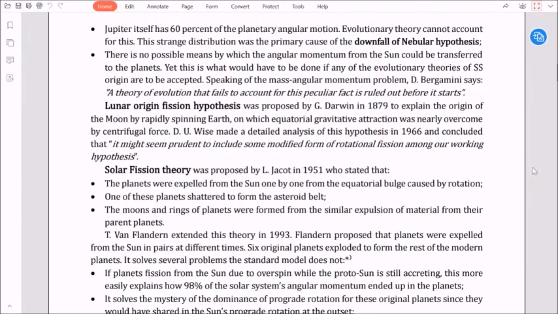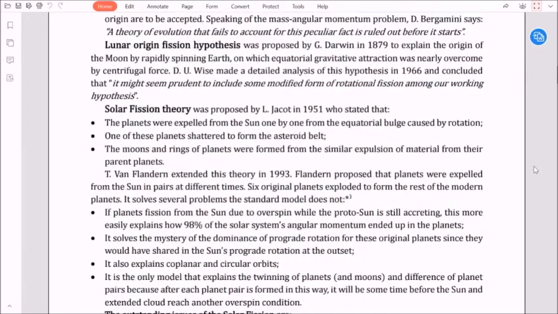Solar fission theory was proposed by Jacquard in 1951, who stated that the planets were expelled from the sun one by one from the equatorial bulge caused by rotation. One of these planets shattered to form the asteroid belt. The moons and rings of planets were formed from similar expulsion of material from their parent planets. Von Flander extended this theory in 1993. Flander proposed that planets were expelled from the sun in pairs at different times. Six original planets exploded to form the rest of the modern planets. It solves several problems that the standard model does not.